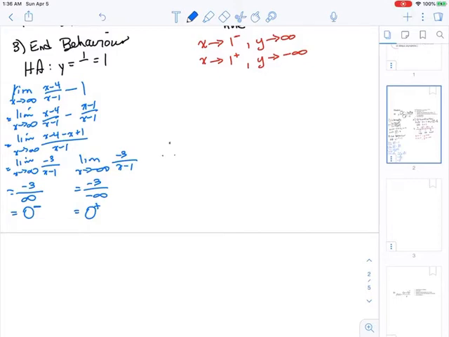So therefore, as x approaches infinity, y is approaching. Now let's move all this back up. If this was approaching 0 from below, then the function itself will be approaching 1 from below. And as x goes to negative infinity, since this was approaching 0 from above, then that means that y is going to approach 1 from above.